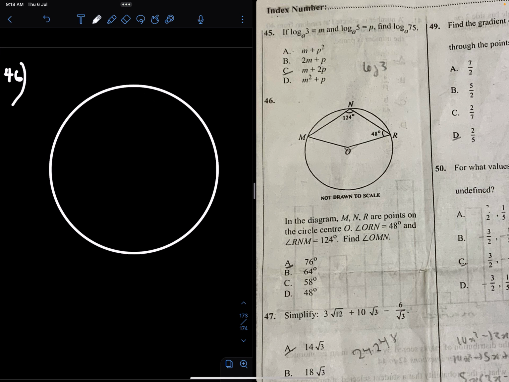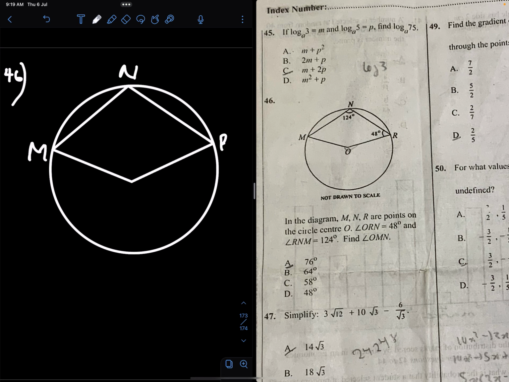Maybe I can make the diagram a little better. Yeah, this is a diagram. Just learn the rules, and any question on circle geometry will always be a bonus. This is M, this is N, this is R, and this is O. This angle is 124 degrees, while this is 48 degrees. Let's get the information now.